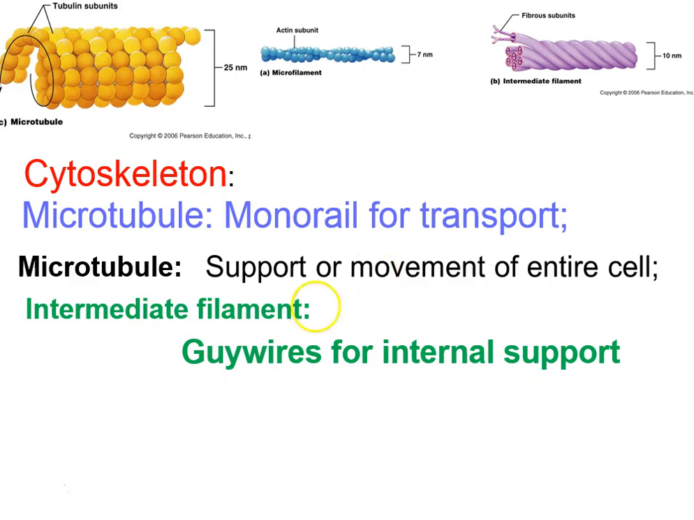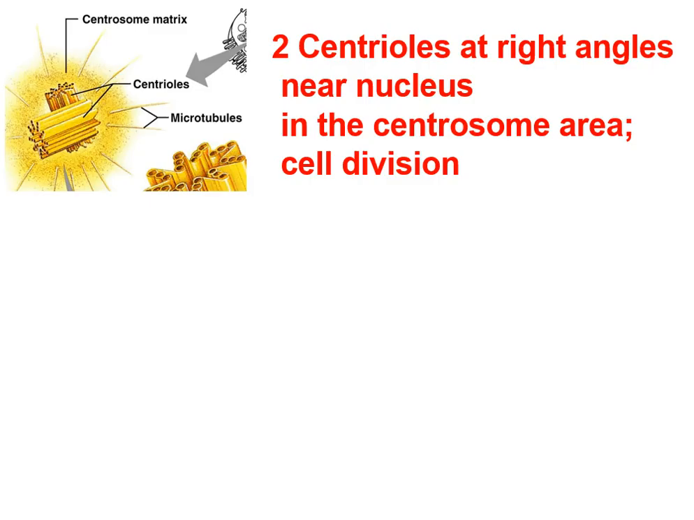So microtubule is a monorail for transport. This second one should have said microfilament. I'm sorry, that's a mistake on the PowerPoint. The second one should have said microfilament, and that's for movement. That's like myosin and an actin. And then the intermediate filament, those are the ones for support. So change that on your chart. It should be microtubule, microfilament, intermediate filament.